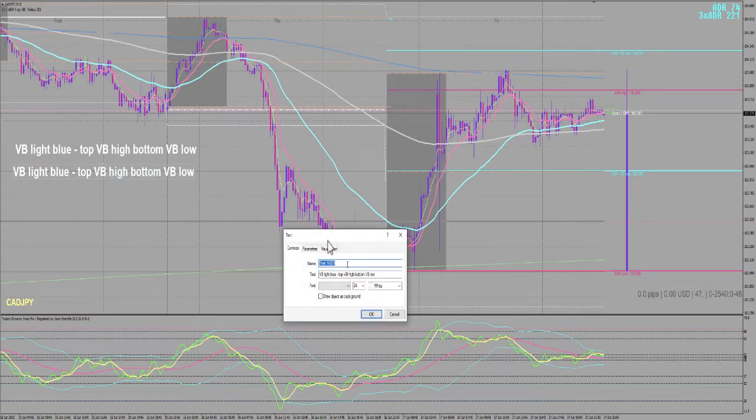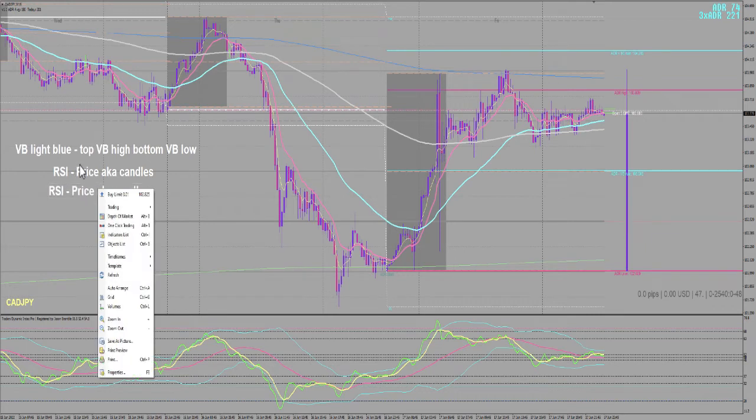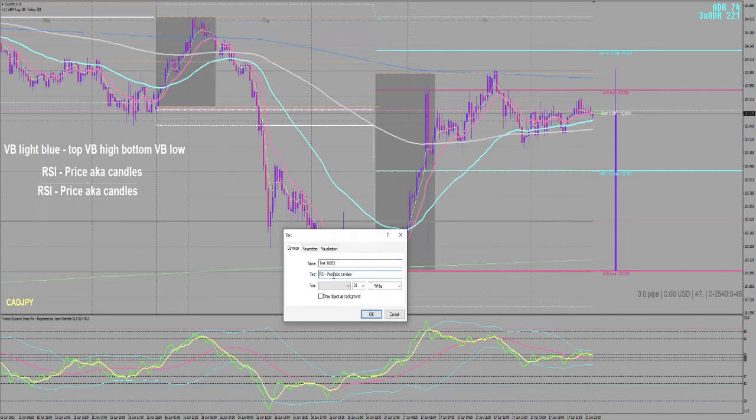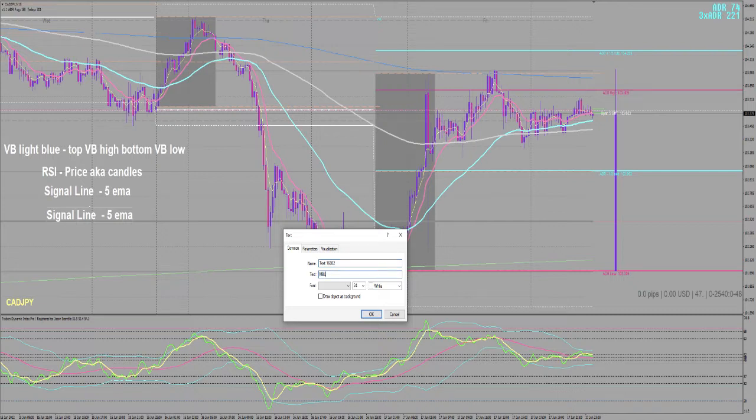Okay, we're doing the next one. RSI. That's my lime green. We're gonna call that price, the 8 candles. The next one is called the signal line. That's typically red. Mine is yellow, and it's yellow because this represents typically the 5 EMA. The next one we have would be called the market baseline. In my situation, it's pink or, you know, red, and that's going to be the 13 EMA.